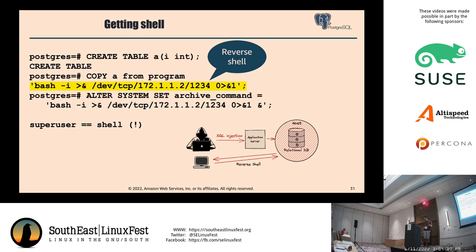We have this copy from program command. It only works if you have a super user. I have a super user here. I run copy from program, and then I get a shell access, and I connect to my machine. So in this particular case, 172.1 is an attacker machine, a different machine, but I will get into the Postgres itself. And I will be controlling the host.